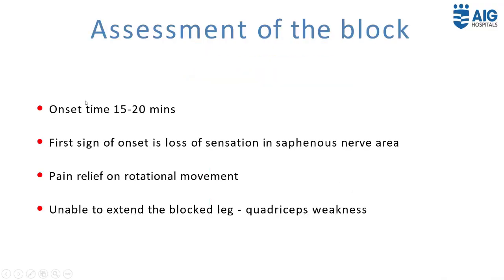To assess the block, in 15 to 20 minutes, the first sign of onset we can expect is loss of sensation in saphenous nerve area, followed by pain relief on rotational movement. The patient will soon be unable to extend the blocked leg because of quadriceps weakness.